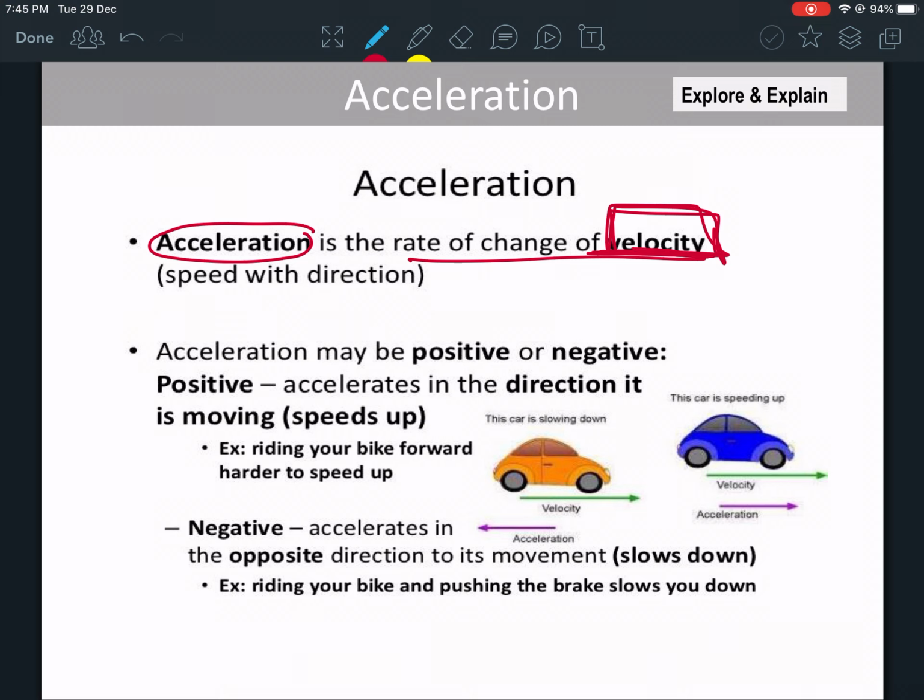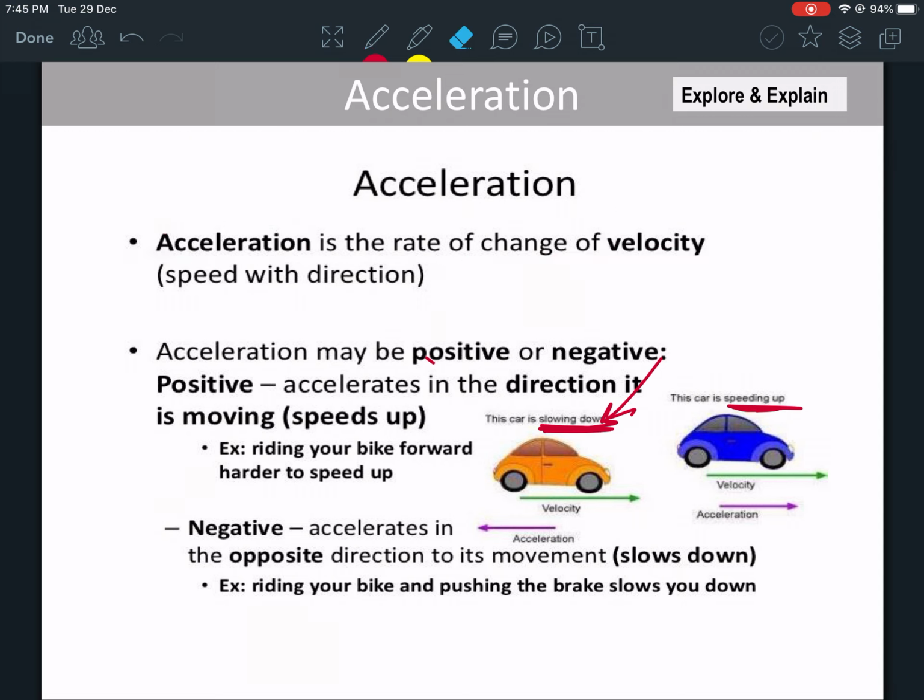For example, if the car was moving at a certain speed, let's say 20 meters per second, and then the car slows down, that's acceleration. Why? Because there's a change in velocity. Let's say the car was moving and then it started to speed up, that's also acceleration. Now, slowing down we can call deceleration, but acceleration can be used for all, because it's just a change in velocity.